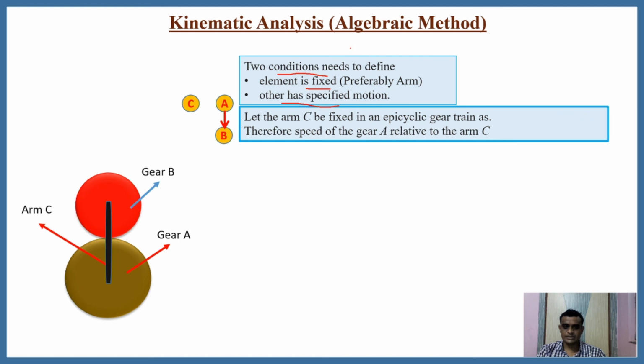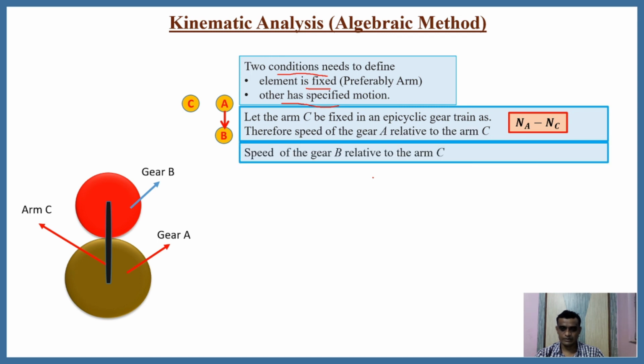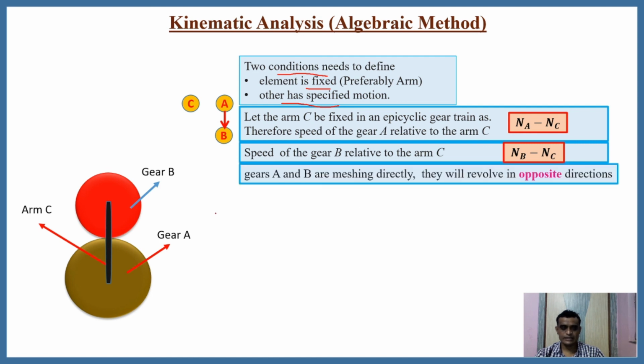Okay, now let arm C be fixed in the epicyclic gear train. That means if you consider the speed of gear A with respect to arm, which is the relative speed, that is NA with respect to C, which is NA minus NC. Again we need to define the speed of gear B with respect to C, which is NB minus NC. Now gear A and gear B rotate in the opposite direction, and if we take the ratio of these two, velocity ratio, NB minus NC upon NA minus NC is equal to minus TA upon TB.